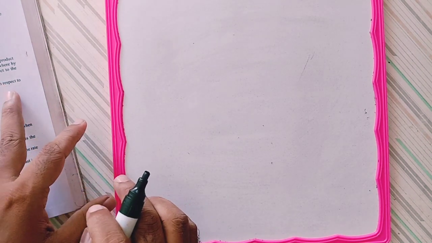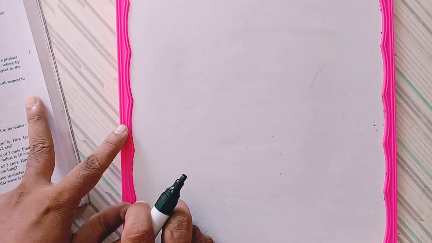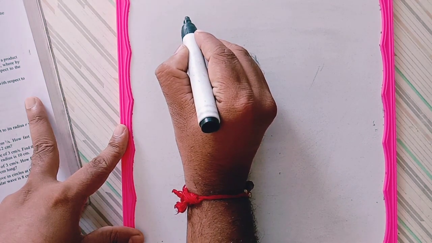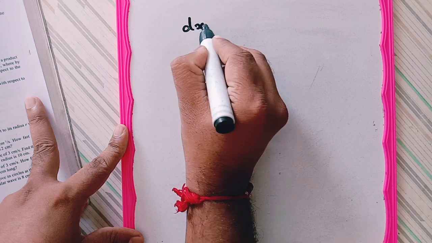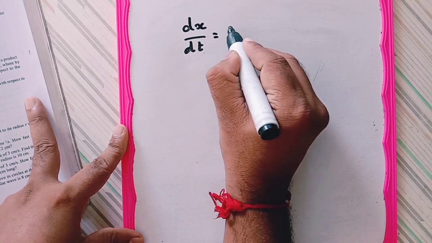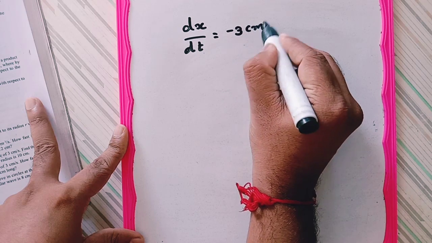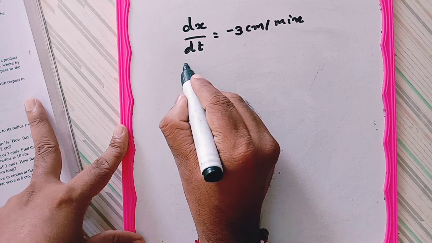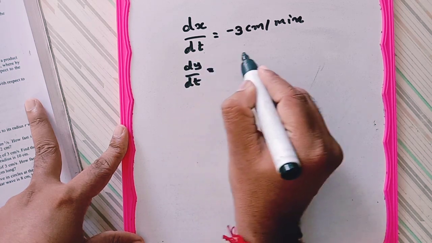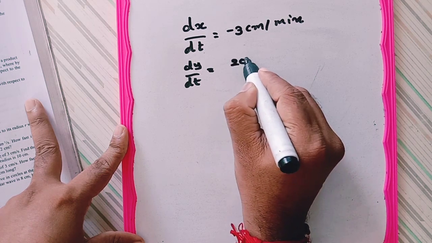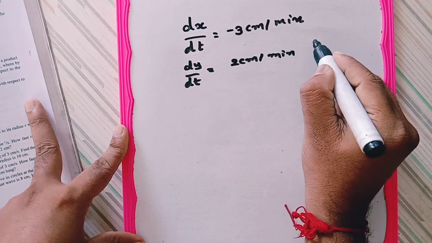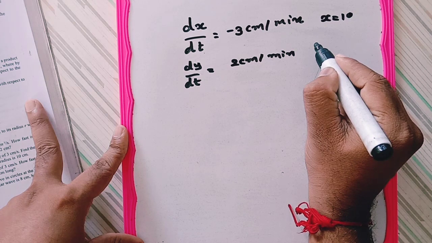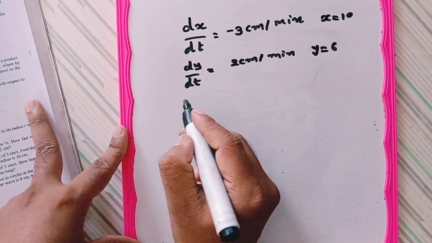Now example 4: the length x of a rectangle is decreasing at the rate of 3 centimeter per minute. So the length is decreasing with time, so dx upon dt, when decreasing is there, we will take a negative value, minus 3 centimeter per minute. And the width y is increasing, so dy by dt is 2 centimeter per minute. Now x is equal to 10 and y is equal to 6 centimeter. And find the rate of change of perimeter.